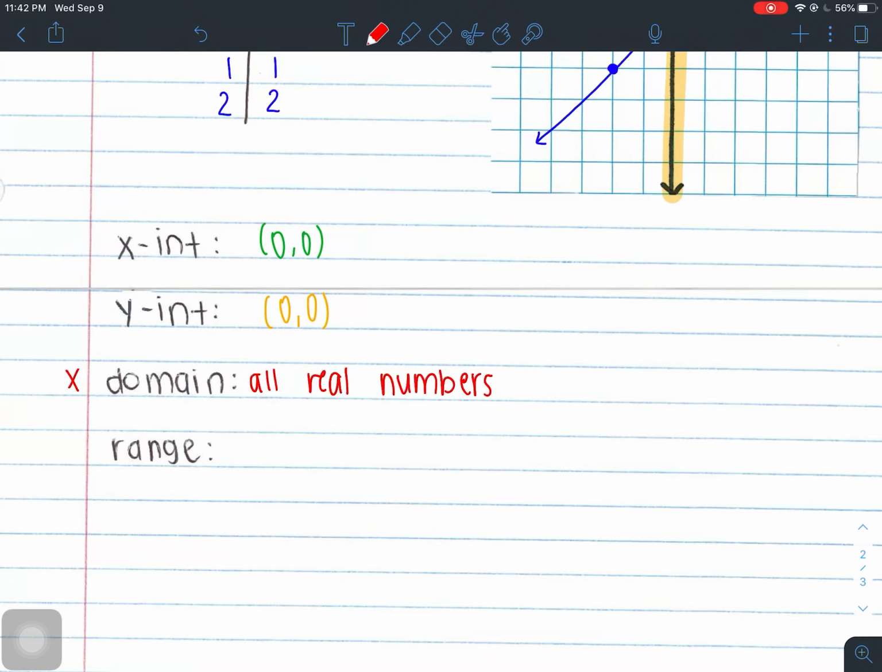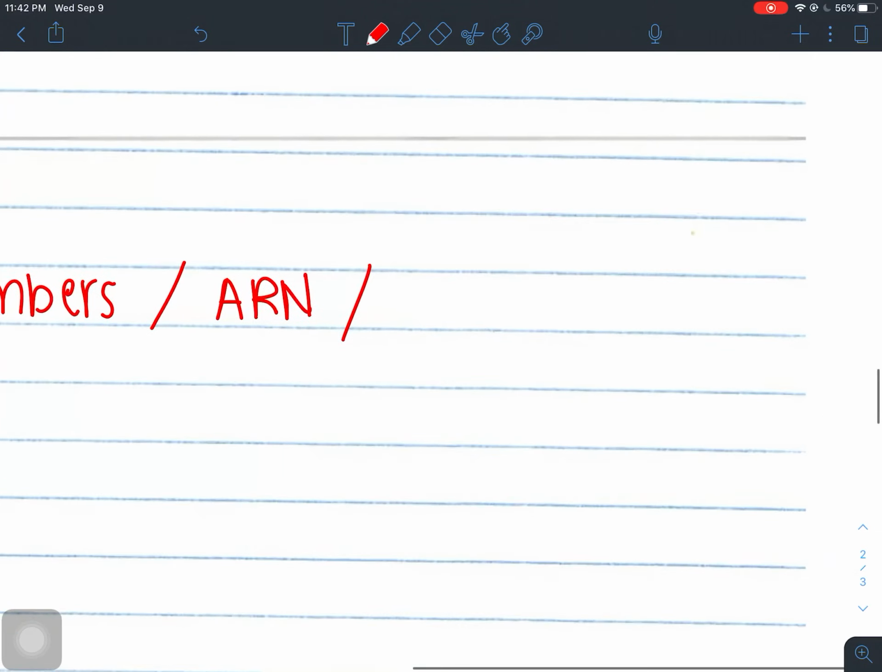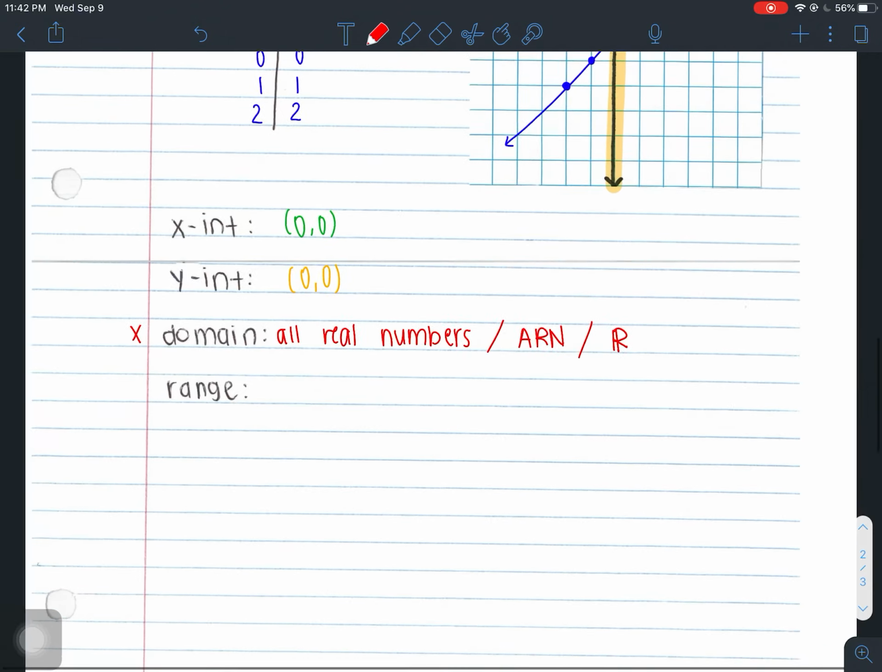Now, saying all real numbers every single time can be a hassle. So sometimes we could say ARN. So another way to say this is ARN for all real numbers. Now, on the STAR test, they're probably not going to use that. They're probably just going to say all real numbers, okay? But a mathematical symbol for all real numbers looks like this. So it's an R with an extra line inside of it. So that's the symbol for all real numbers.